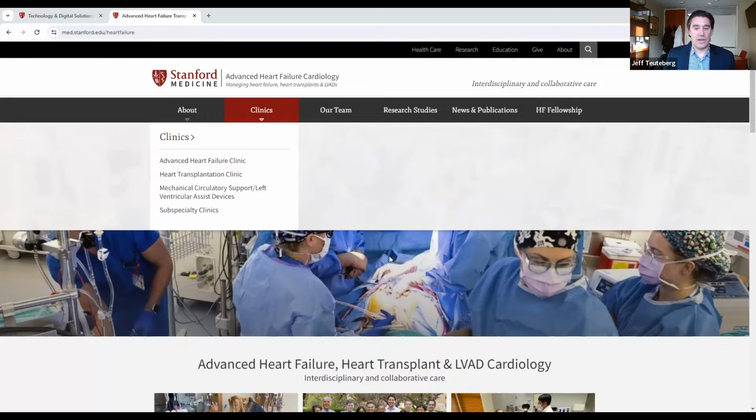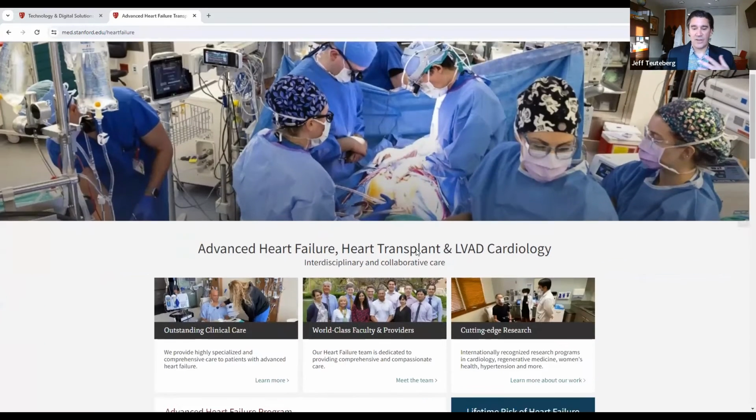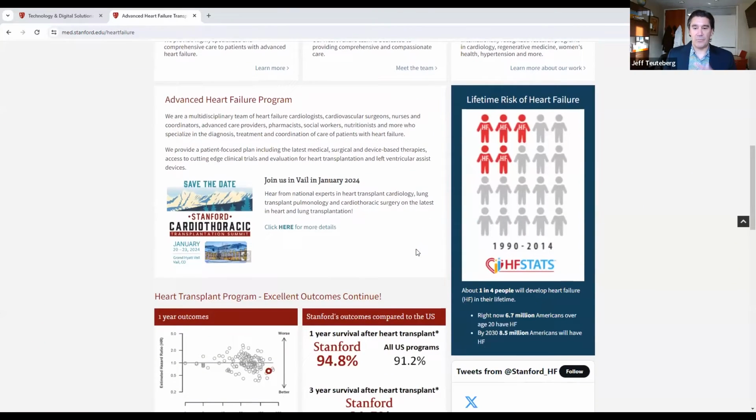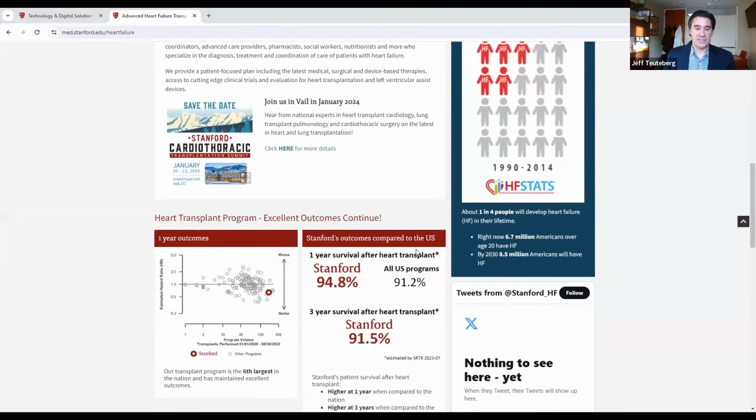So as you come to this opening page, it's a brief overview of the program, some important announcements, some interesting statistics.